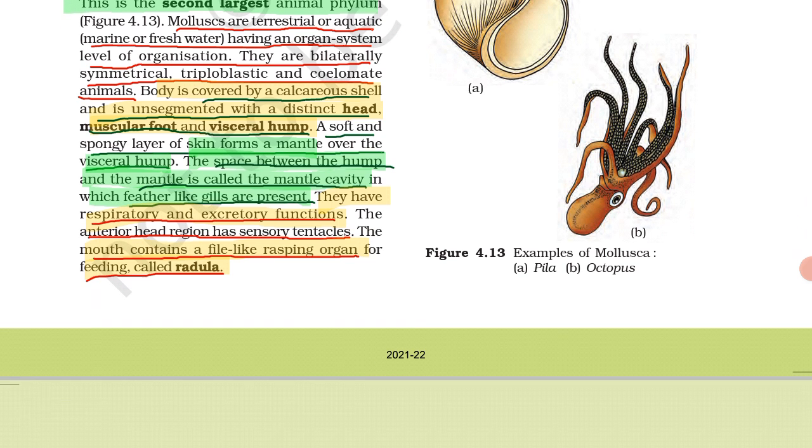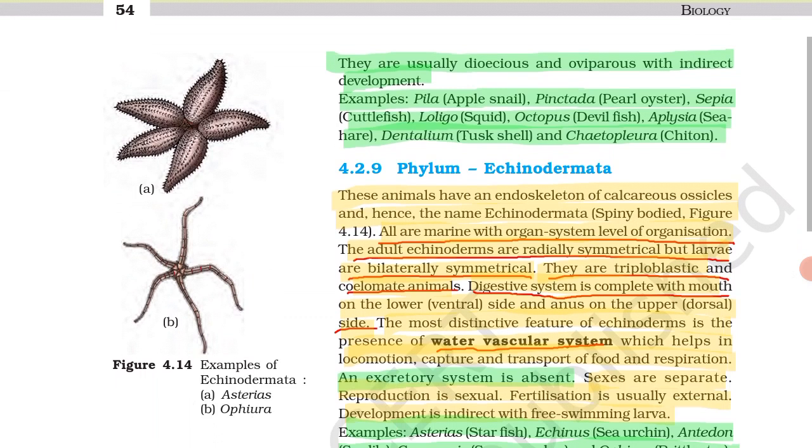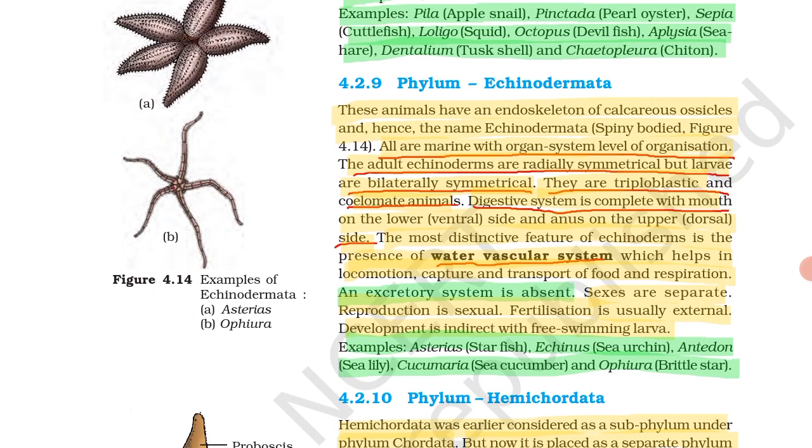The next is phylum Echinodermata. These animals have an endoskeleton of calcareous ossicles and hence the name Echinodermata. So why is the name Echinodermata given? Because the endoskeleton has calcareous ossicles, hence the name Echinodermata. Spiny bodied organisms. See in figure 4.14 they have given examples of Echinodermata.